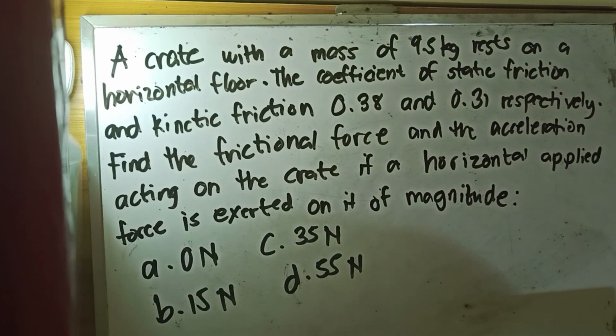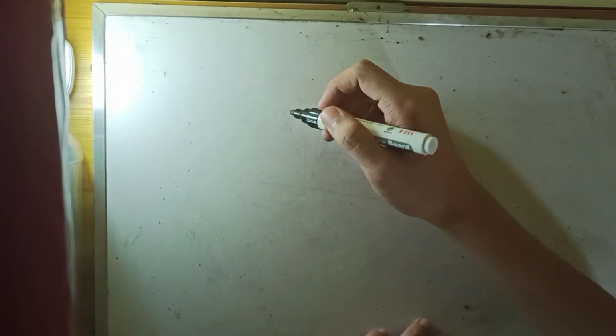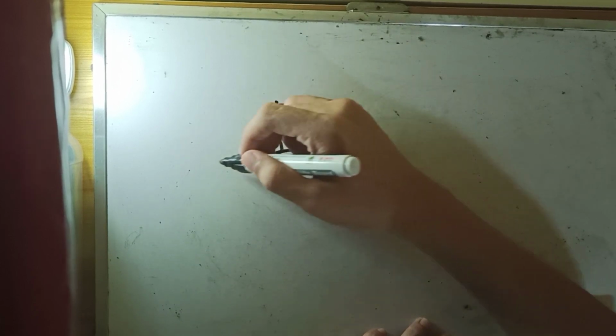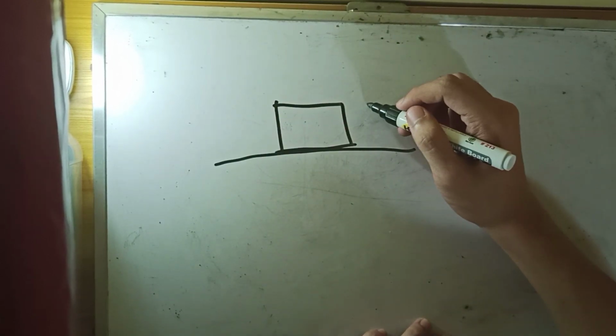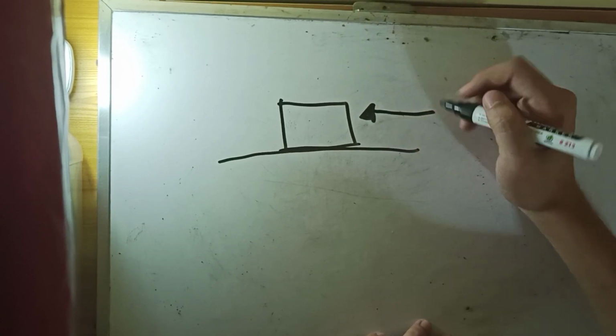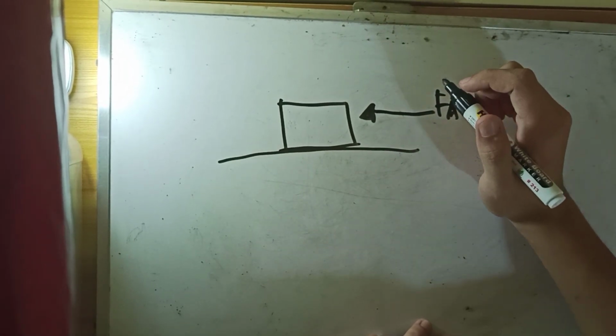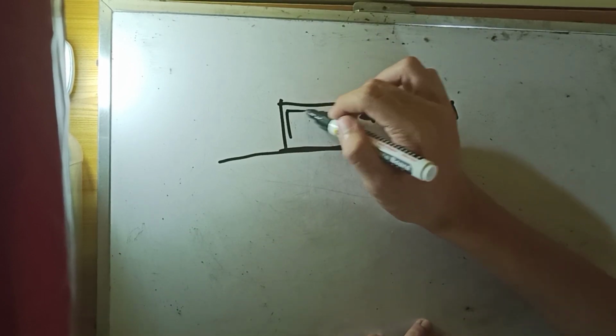So, to solve for this problem, as usual, ang una natin gagawin, visualize natin. Let's create an illustration of the objects in our situation. Then, let's construct a free body diagram for us to easily understand what are the forces acting on the object in our problem. Kung ito-drawing natin yung ating crate, meron daw tayong isang crate na tinutulak ng ating applied force. Ito yung crate.